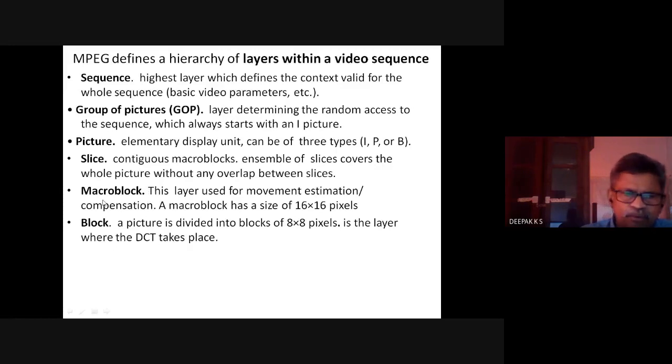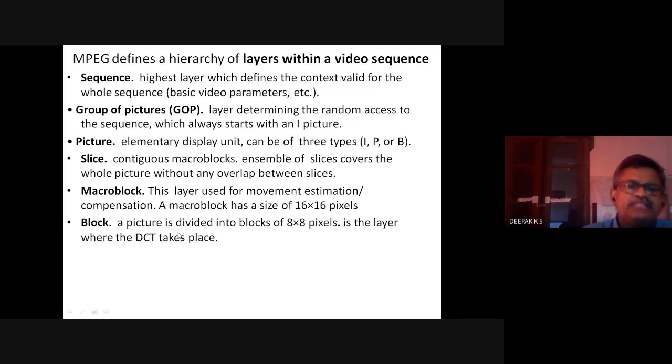And a macro block, this layer is used for movement estimation. We search using a macro block. Across many pictures, we search using a macro block to find whether a particular portion is moving. That is used for movement estimation and compensation.